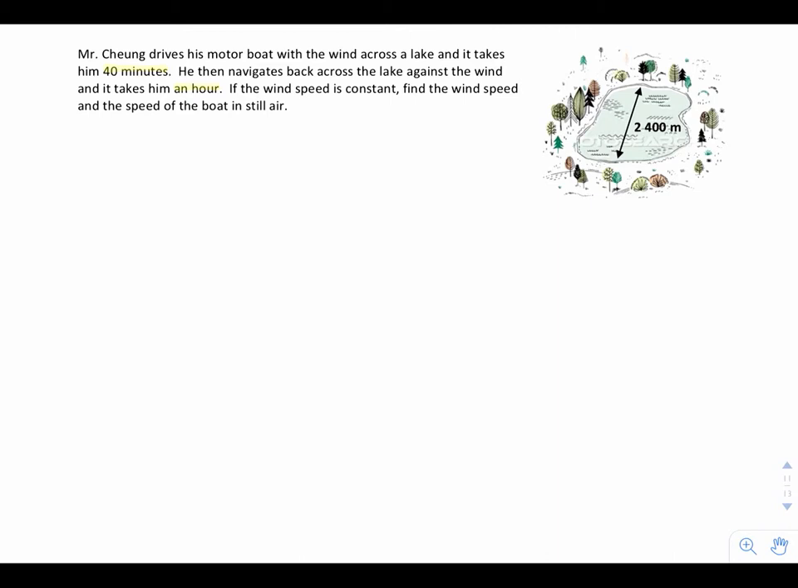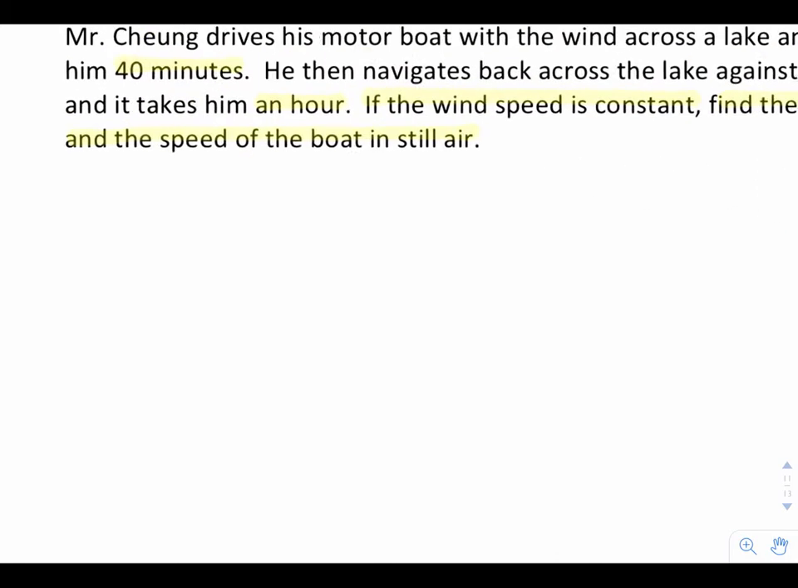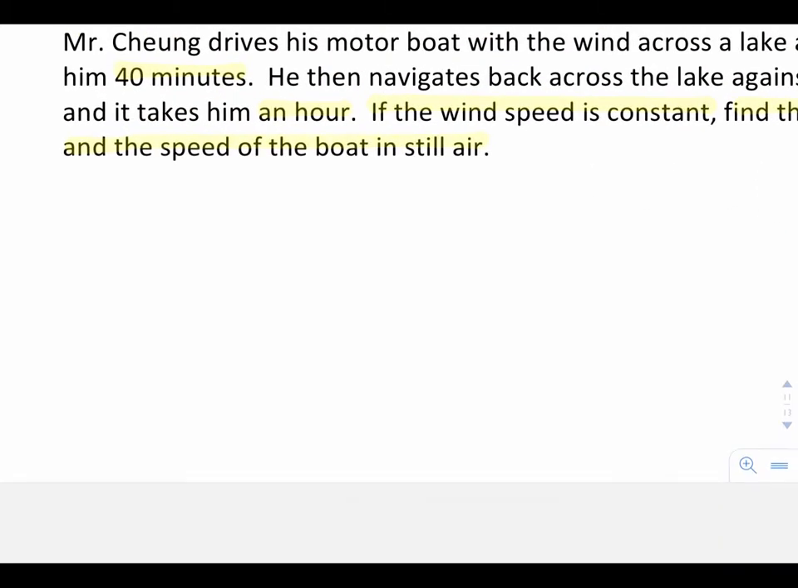Now, if the wind speed is constant, in other words, we're assuming that the wind does not change, we want to find the speed of the wind and the speed of the boat in still air. In other words, we want to find how fast the boat would go if there were no wind at all. So that right there allows us to define our variables.